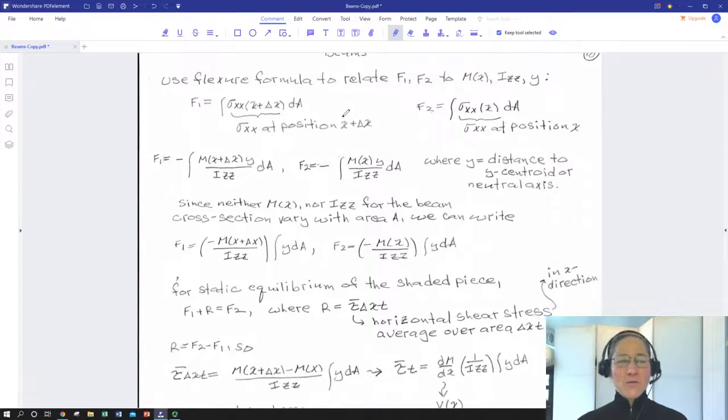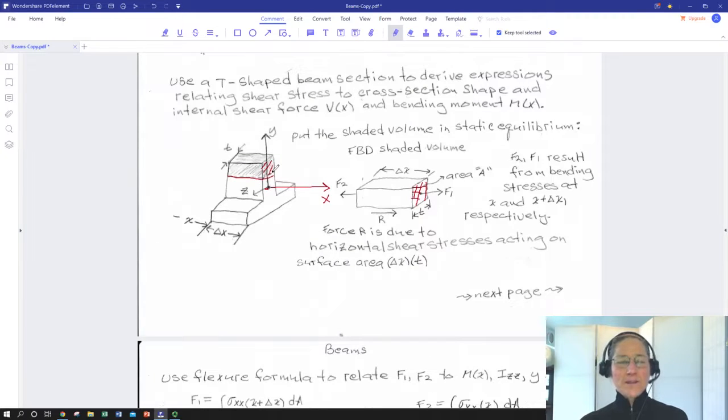Okay, so we assume that F1 and F2 are due to moment being applied to the whole beam, rather than just an axial stretch or compression. So we're going to drop in the flexure formula for that, and we're going to express force in terms of axial stress. So our sigma xx integrated over the area. So F1 is going to be our axial stress, sigma xx, at x plus delta x.